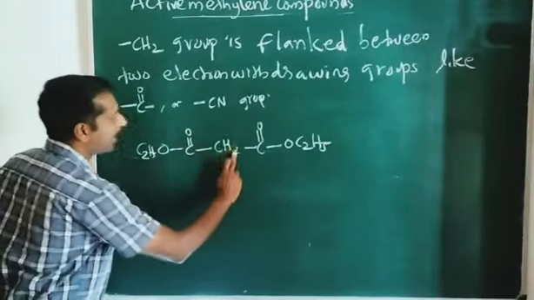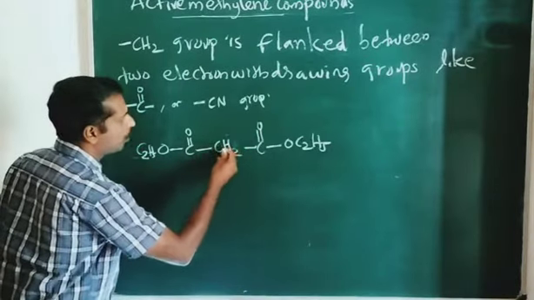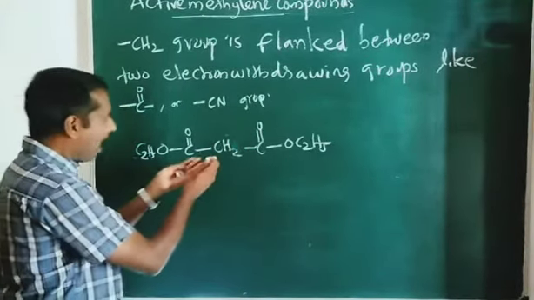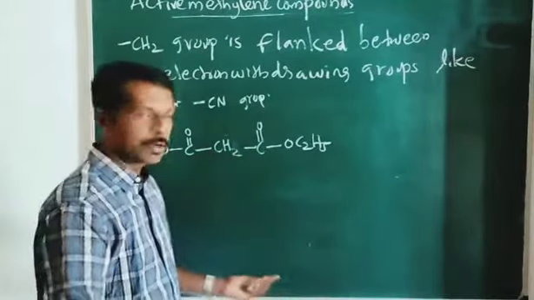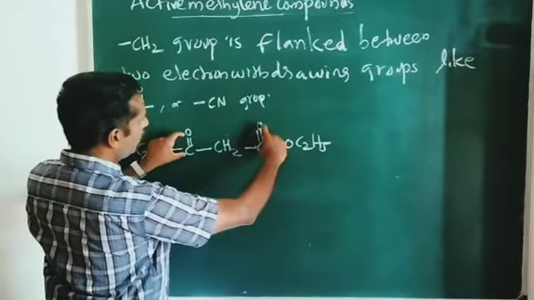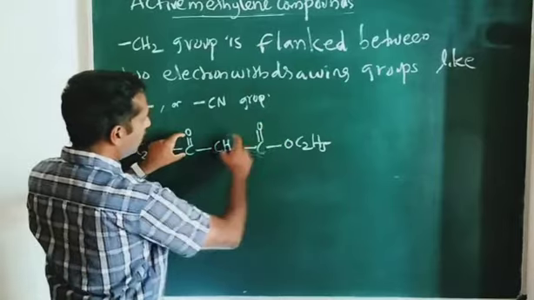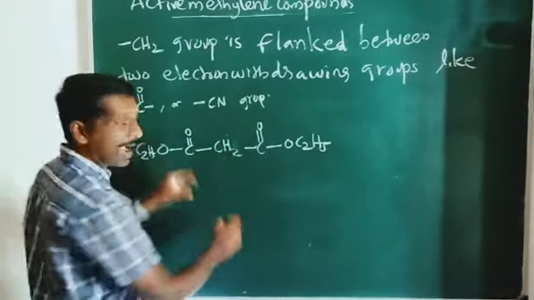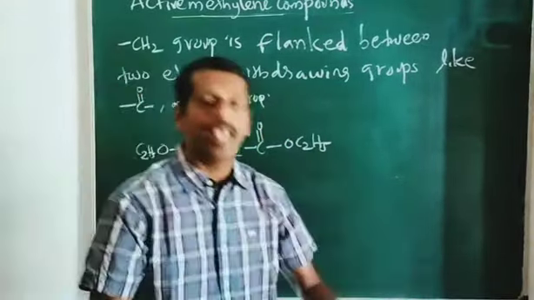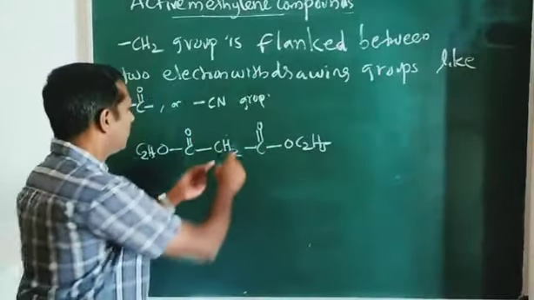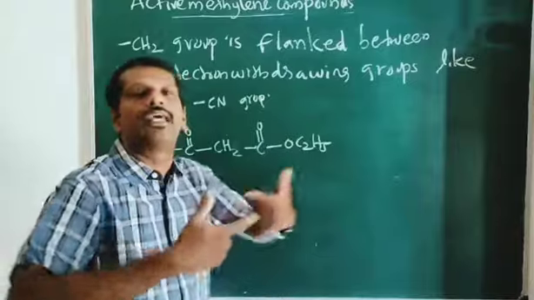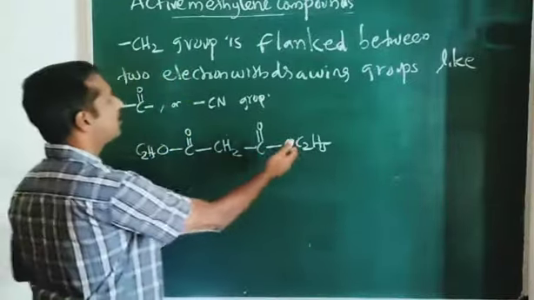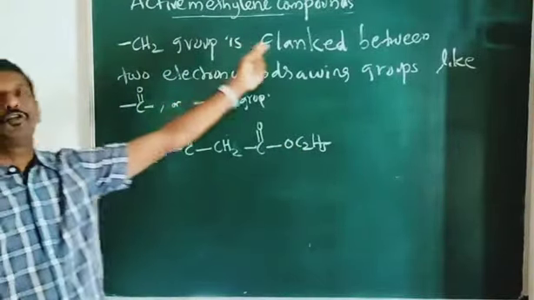Therefore, these two hydrogen atoms are more acidic in nature due to the presence of two electron withdrawing groups. These hydrogen atoms are highly acidic in nature, so they can immediately react with a base. That is why these compounds are known as active methylene compounds.